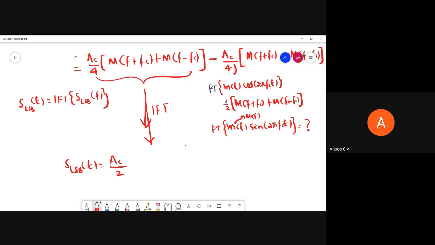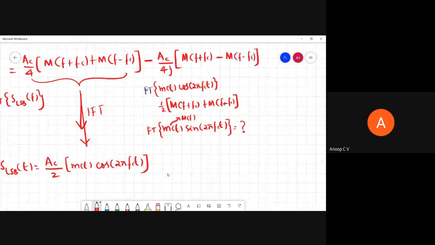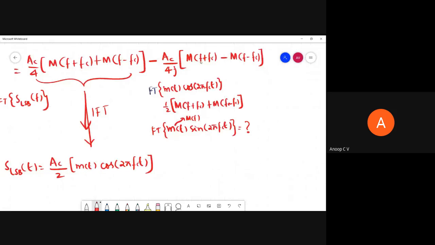Ac/2 times m(t) cos 2πfct. So the inverse Fourier transform of the first term will be Ac/2 times m(t) cos 2πfct, right? Now we find out the Fourier transform of the other terms, without needing to know what m(t) into sin 2πfct is.